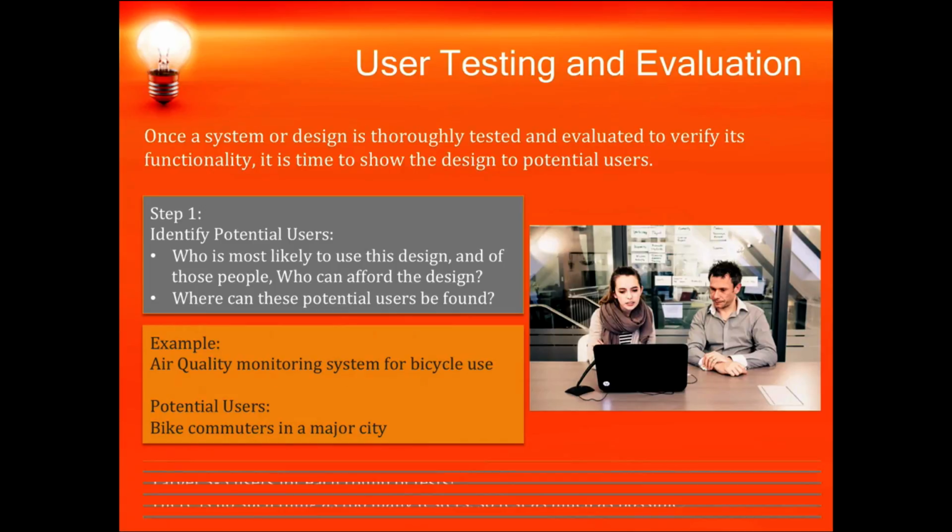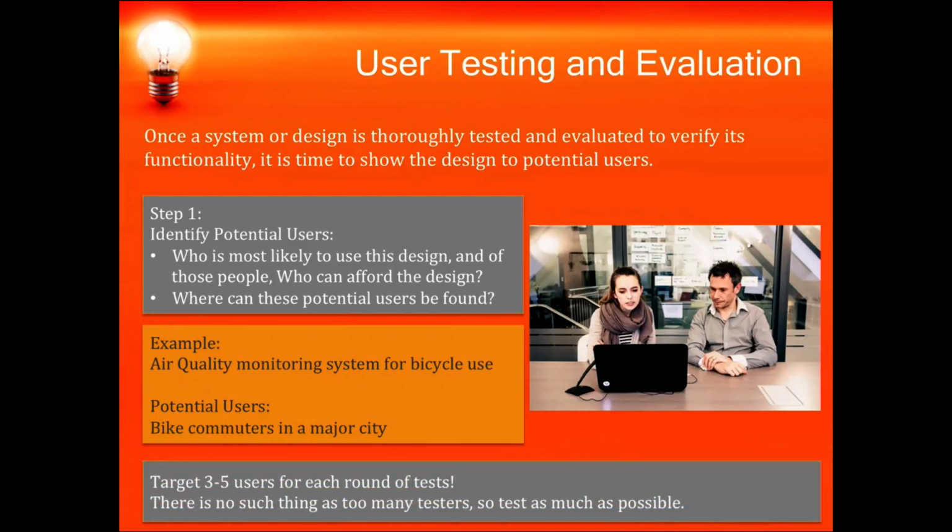We can target at least 3 to 5 of these typical bicycle commuters from our own personal or professional network. At this stage, there usually is not a need to ensure that our population is totally random and unbiased. That will come much later in product testing.